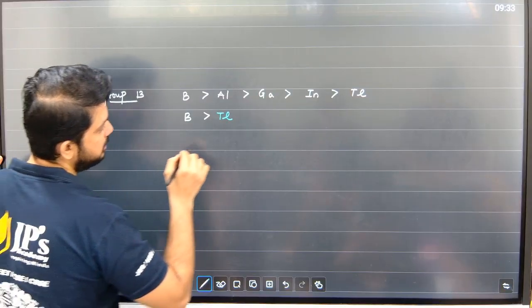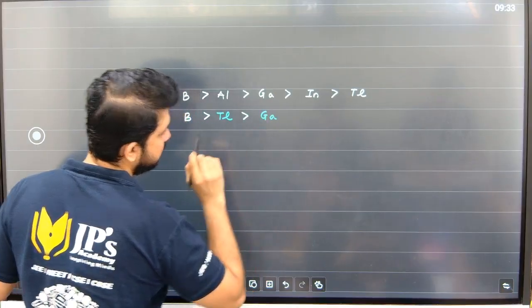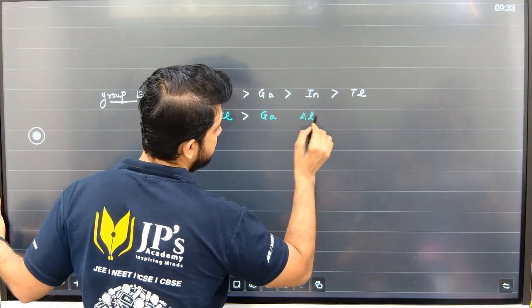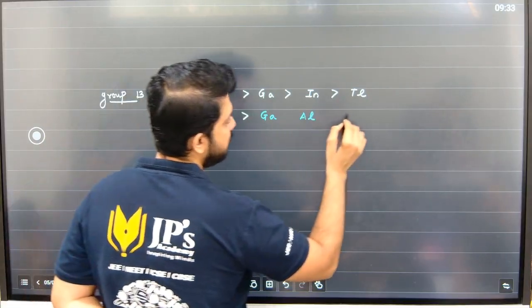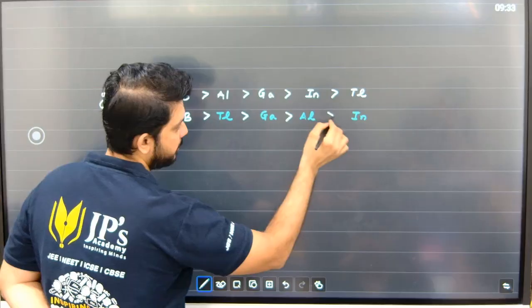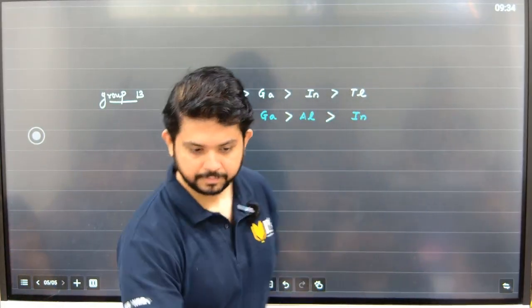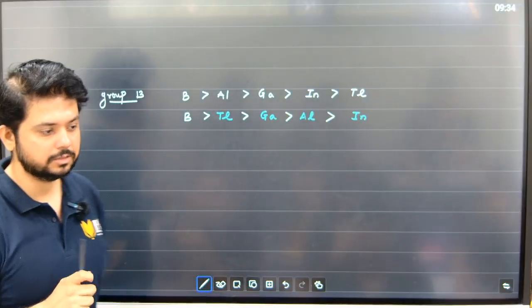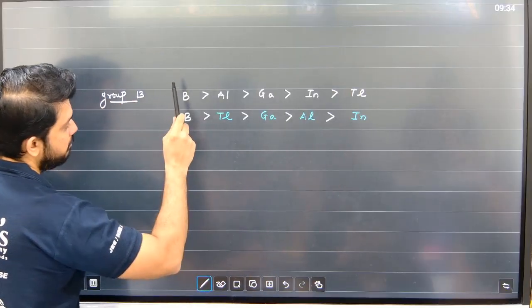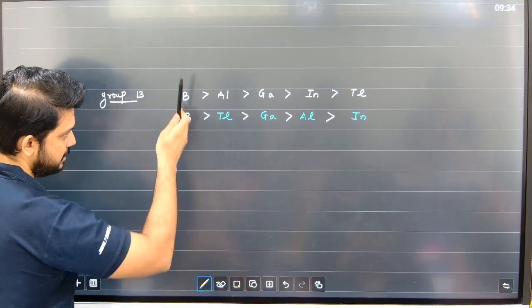After thallium, it is gallium. Then it is aluminium. And the lowest ionization enthalpy is for indium. That's the trend in ionization enthalpy. Now let's understand this. Either you can remember the trend like this, or when you're going from boron to aluminium, ionization enthalpy decreases.